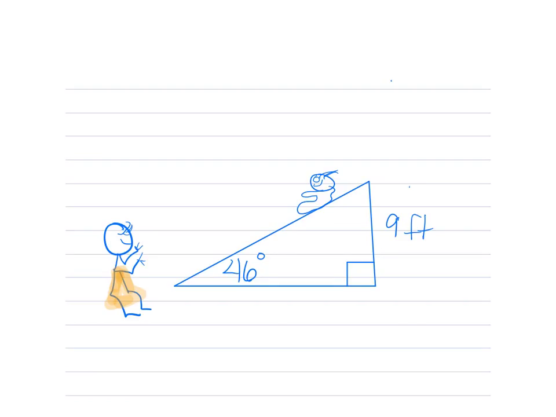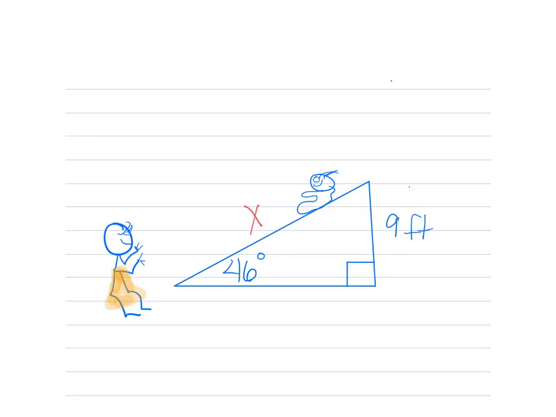All right, so here's mom waiting for her baby to come down the slide. Here's the 46-degree angle of elevation, and here is the height. So what is it that we're trying to find? Where does X go? X is the length of the slide. So here is X right here, so we can go ahead and put an X there.